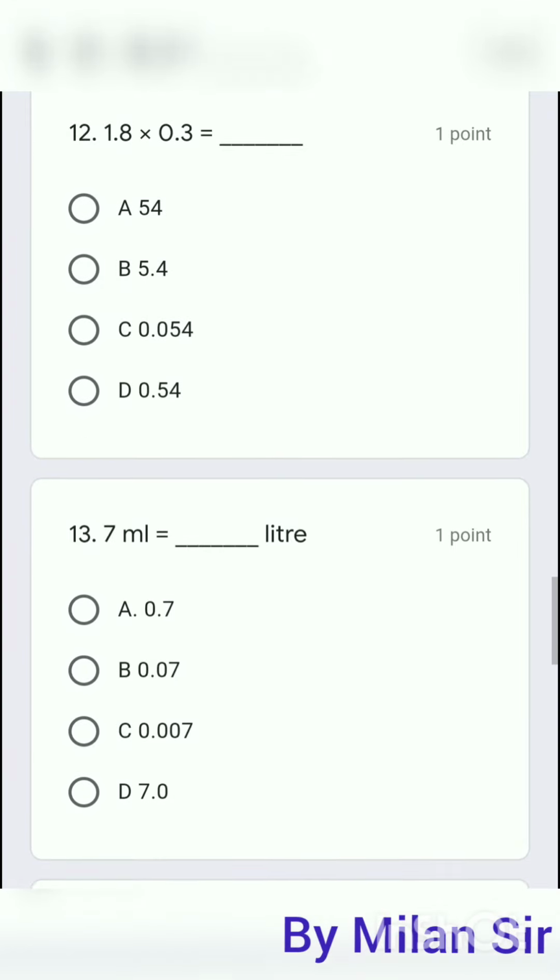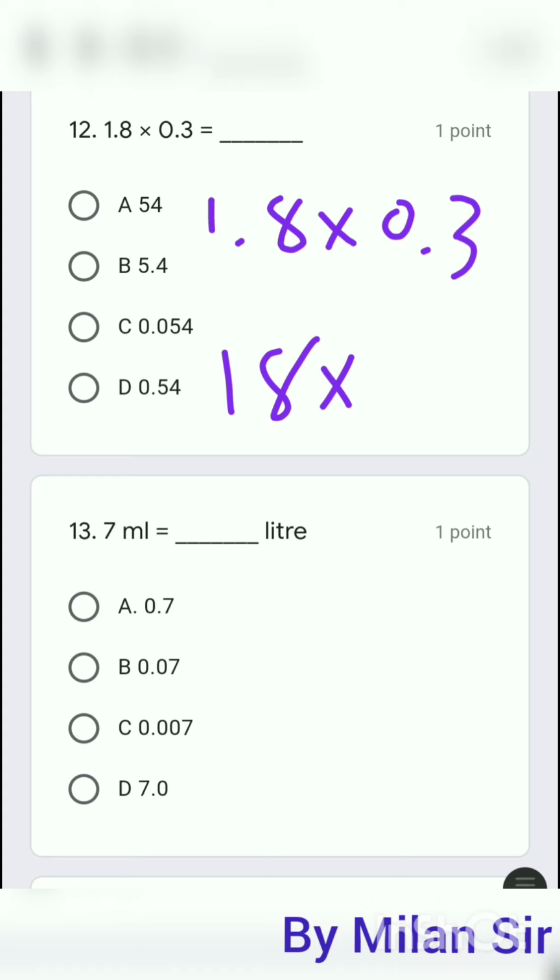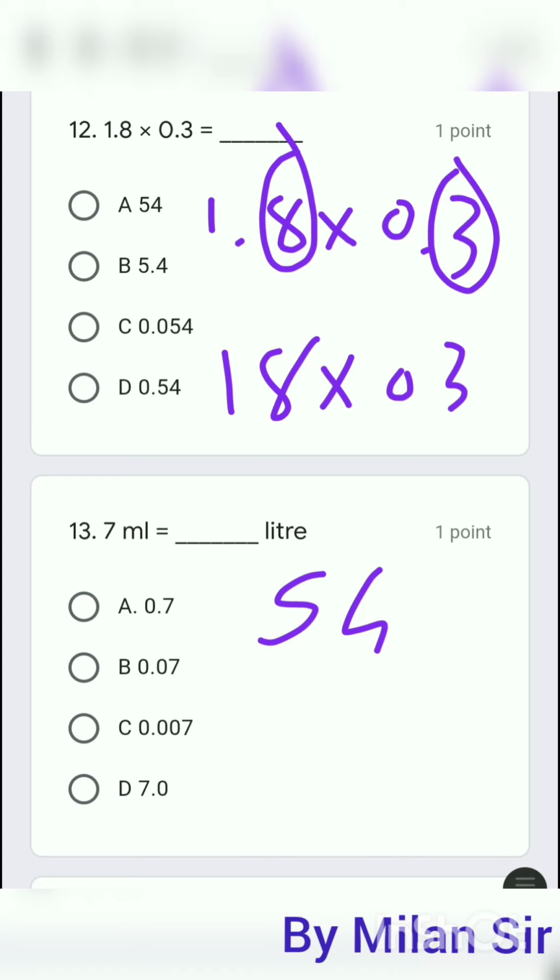After that, question number 12. 1.8 multiply 0.3. Here we have two ways. Directly ignore the decimal point and do the multiplication. So 18 multiply 3, it's 54. Now after the decimal point here we have one digit, and here we have one digit, so total 2 digits after the decimal point. So in the answer, before 2 digits put the decimal point, so your answer is 0.54.